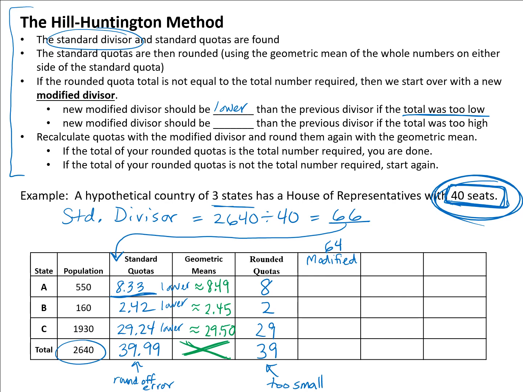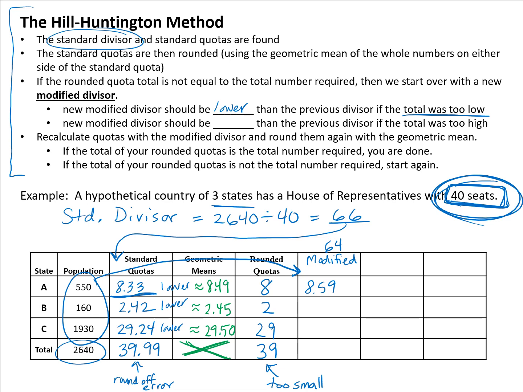So I'm going to make it go down a little bit. I'm going to try 64. So if I try 64, I'm going to repeat this whole process. I'm going to start with the populations. I'm going to divide each population by that modified divisor of 64. So 550 divided by 64 is 8.59.